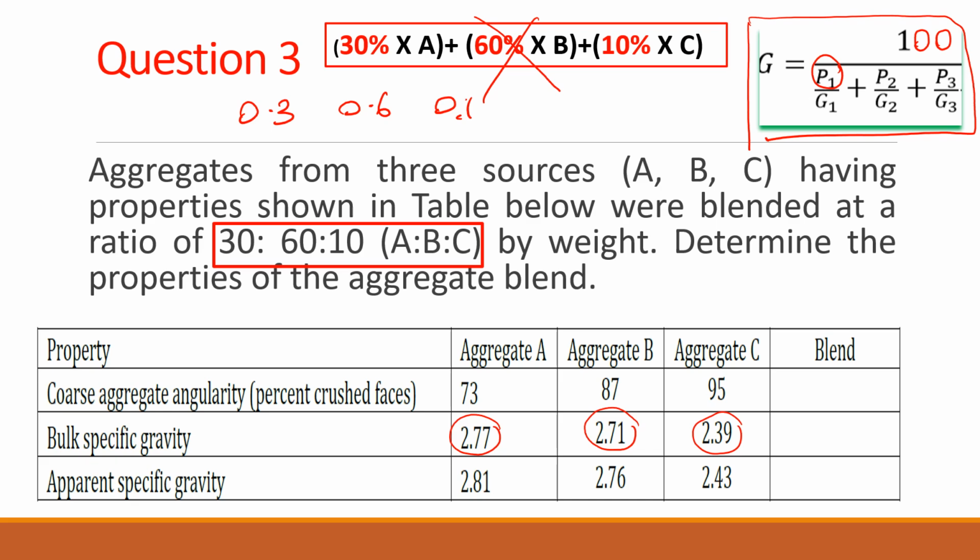When you put these numbers in the equation given at the top of the slide, what do you get for the bulk specific gravity of the blend? Even when you use the wrong equation, you will get some value, a closer value, but it's the wrong method. So you don't get marked if you use the wrong equation. You need to use the right one. When you use the right one, what do you get?